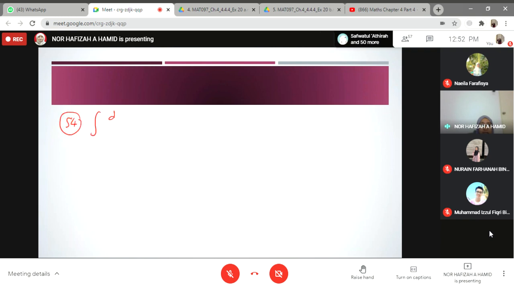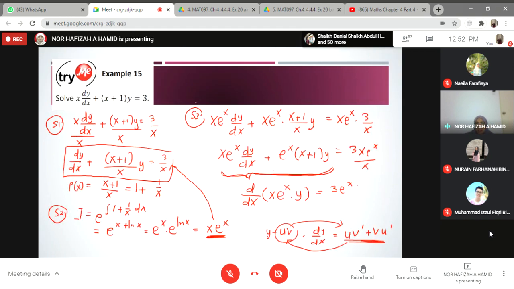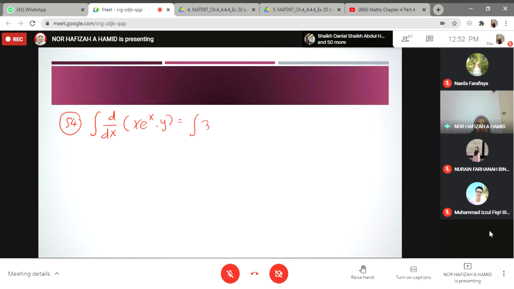Okay, saya nak integrate d over dx. So tadi saya ada x e^x times y, so equal to integrate 3e^x dx. Okay, so ini integrate and differentiate, so automatic boleh remove. So you copy je. So you have x e^x y, so equal to this one, integrate dapat 3e^x plus with c.